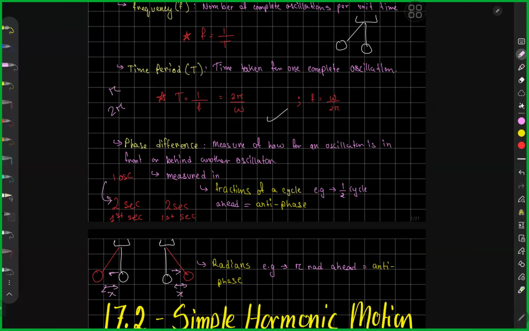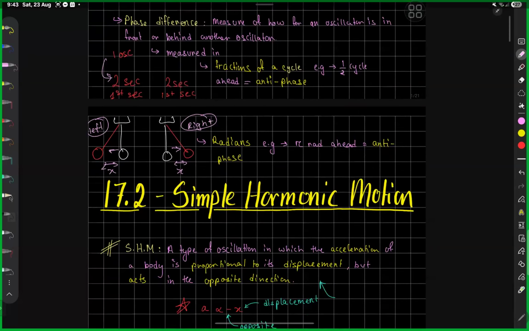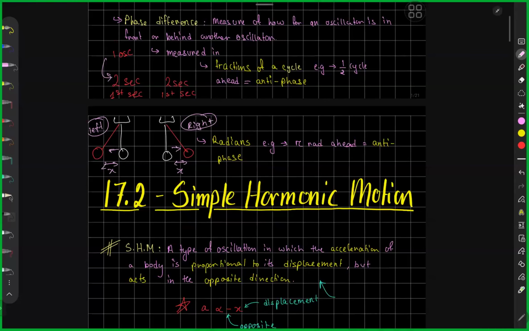So now look, let's say it is at the extreme position on the left, and it is at the extreme position on the right. Both of those are at amplitude positions. What does amplitude mean? Maximum displacement, but in the opposite direction. So they are moving opposite to each other, and hence they are 180 degrees out of phase.